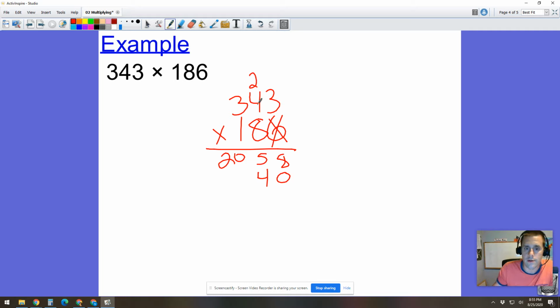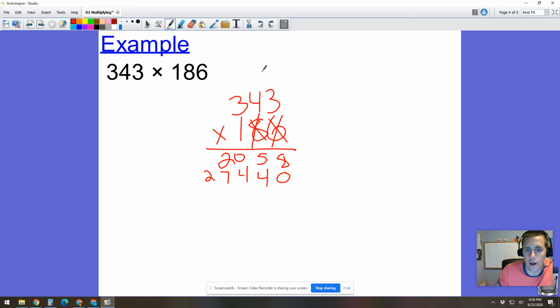Next, 8 times 4 is 32, plus the 2 I carried is 34. I'm going to write the 4 and carry the 3 to the next column. And then finally with the 8, we have 8 times 3 again, which is 24. Now we're going to add the additional 3 to it to get a total of 27. That is it for the 8. We can cross it out, and I'm going to clean out those digits that I carried so they're out of my way.